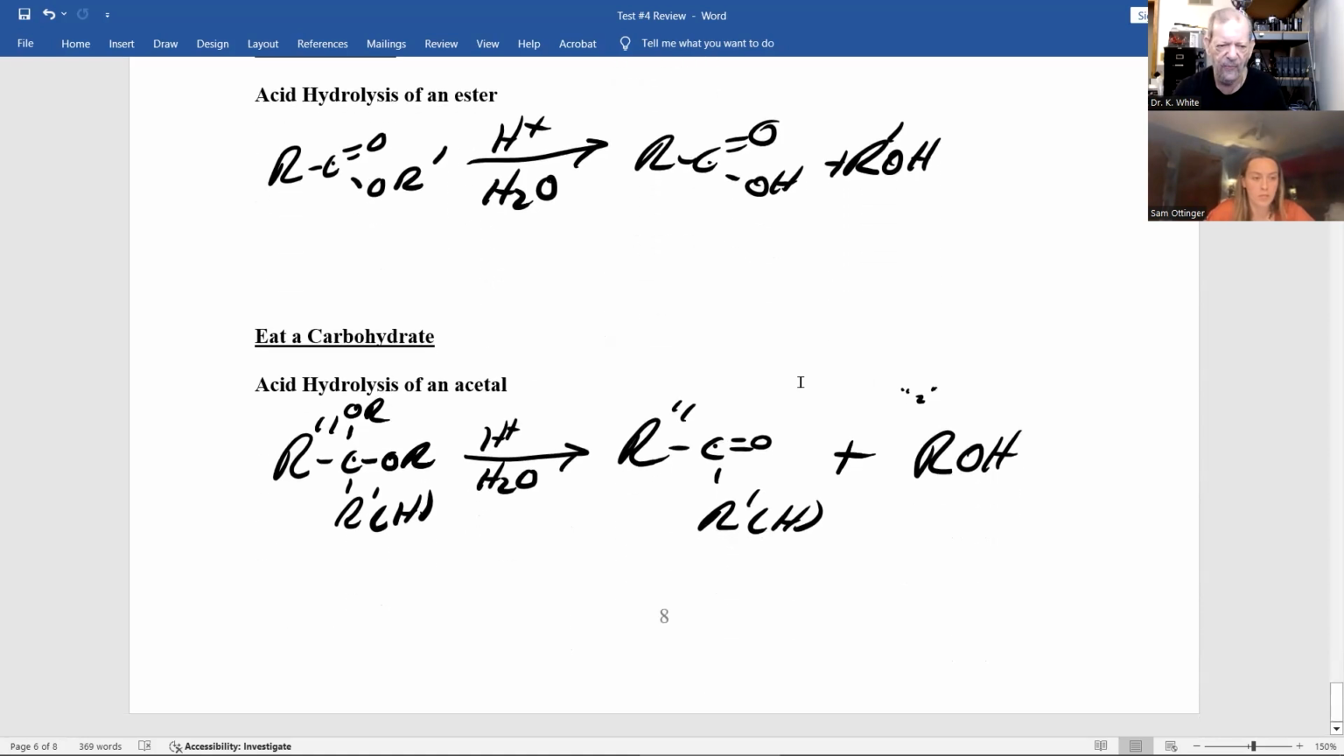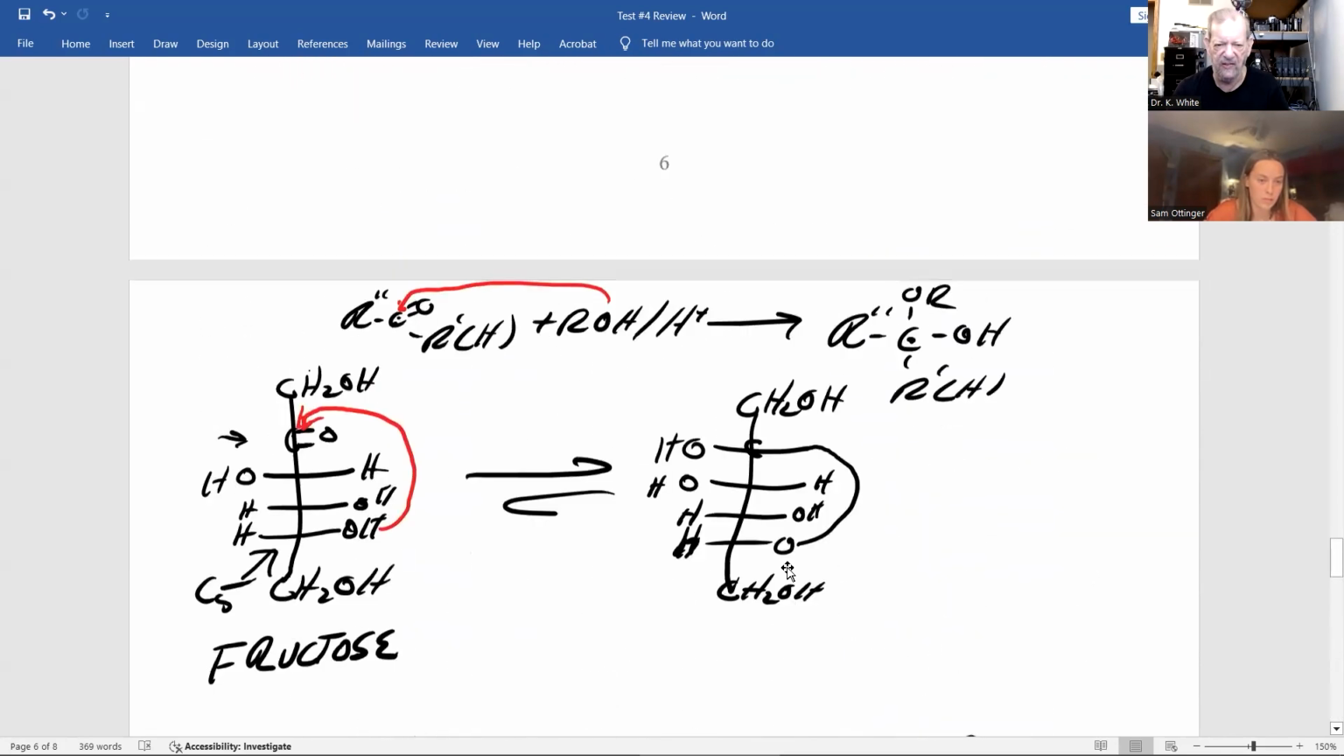You should also know when you eat a carbohydrate, how do you describe it with words and a general reaction? Remember the linkage that holds glucose together, many units in a starch or a carbohydrate, is an acetal linkage, and therefore that's acid hydrolysis of an acetal. For test 2, you learned acetal or ketal plus acid and water to get back the ketone or aldehyde and the alcohol you would have used to make that acetal.